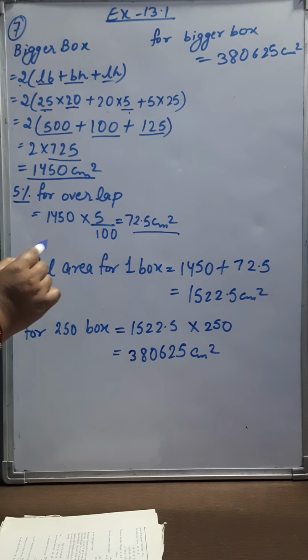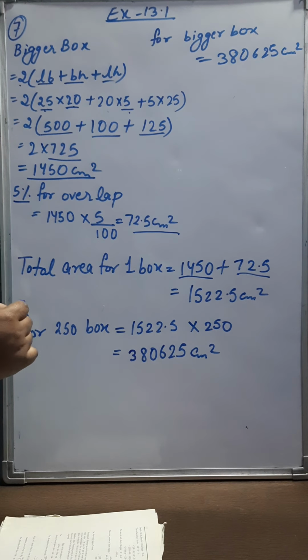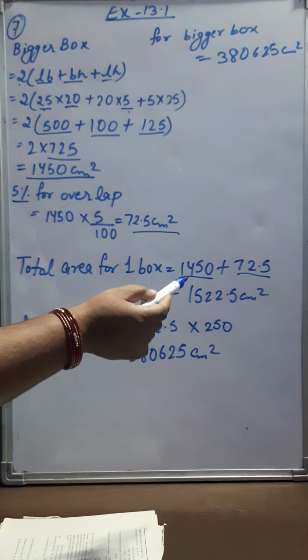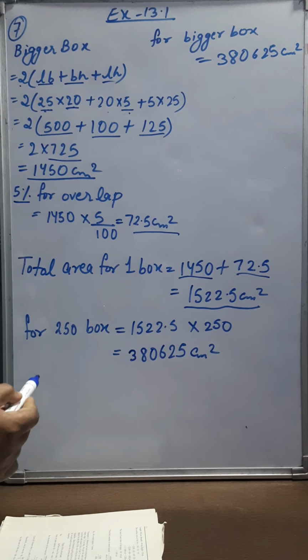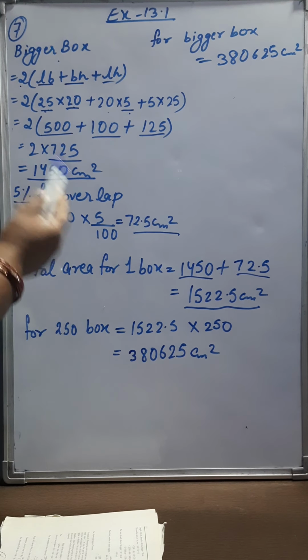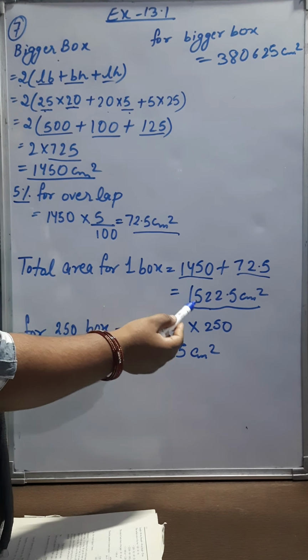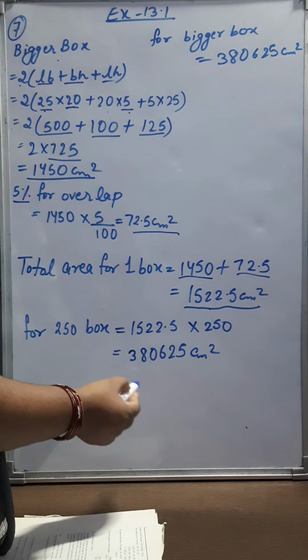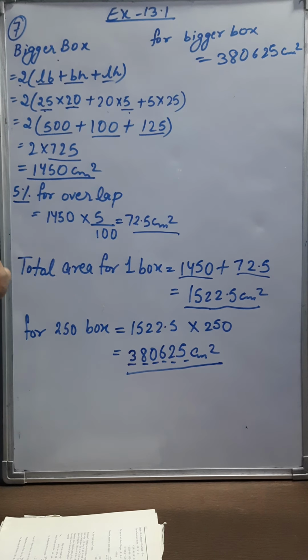So total surface area required for making one box is 1450 plus 72.5 centimeters square. When these two are added, we are getting 1522.5 centimeters square for making one box. Now we have to make 250 boxes of each kind. This means for this big box also we have to make 250. So the area which is required for making one box multiplied by 250 is giving you 380625 centimeters square. Cardboard is required for making 250 big boxes.